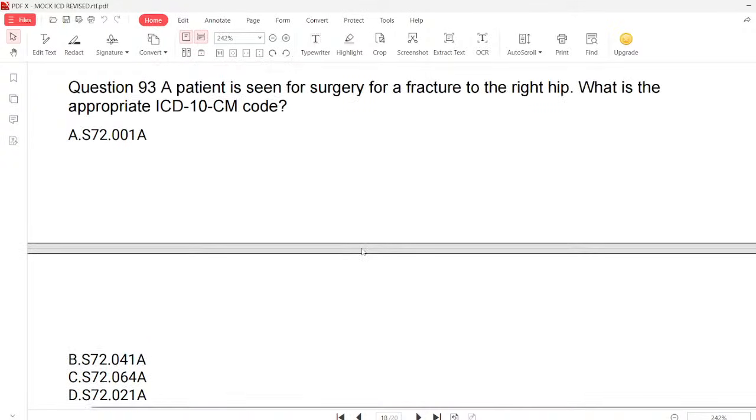93. A patient is seen for surgery for a fracture to the right hip. What is the appropriate ICD-10 code?